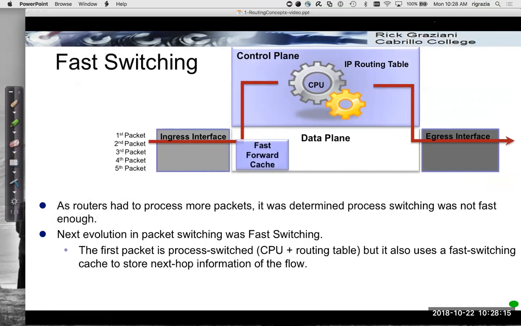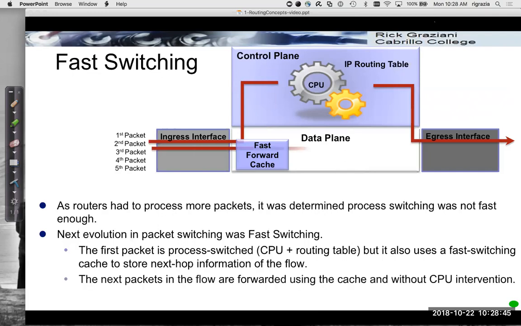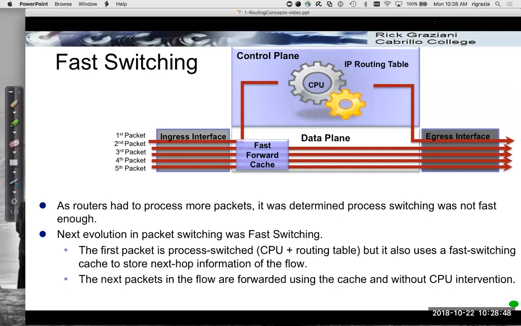Okay, but I'm going to also keep that information in a fast forwarding cache. Any packets that come in with the same source and destination address, since I've already solved this problem of where to route it, and in the case of ARP, what data link address to use, I'll maintain that information in my fast forward cache. So if I see any other packets, same source, same destination IP addresses, I don't have to send it up to the control plane. I can just go ahead and process it in the data plane.